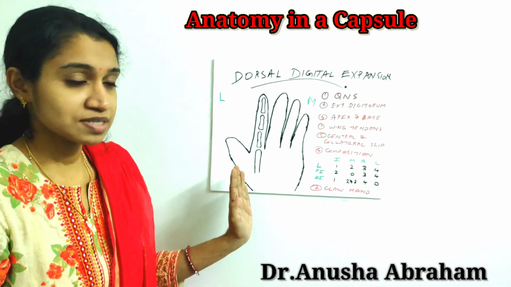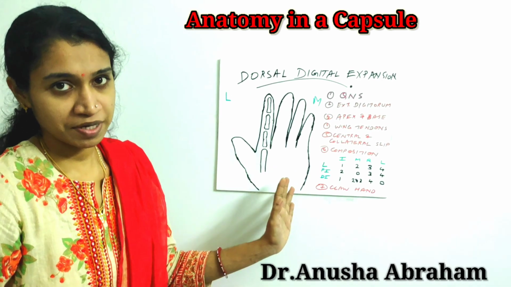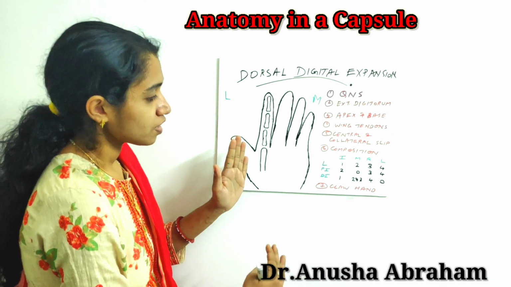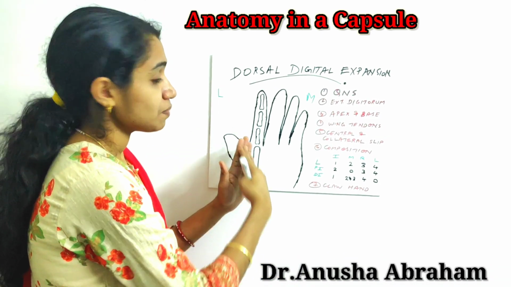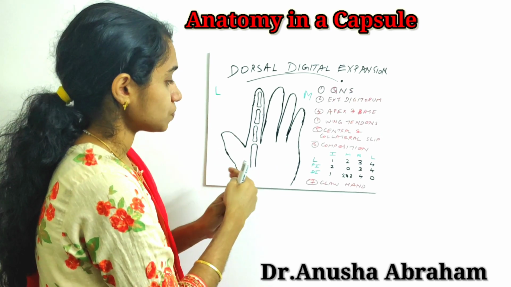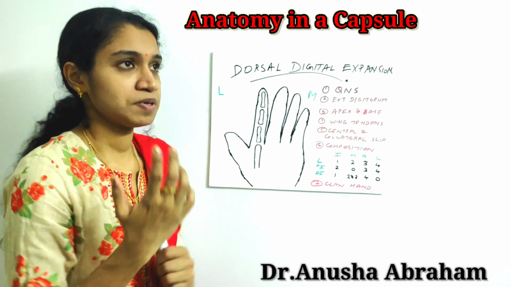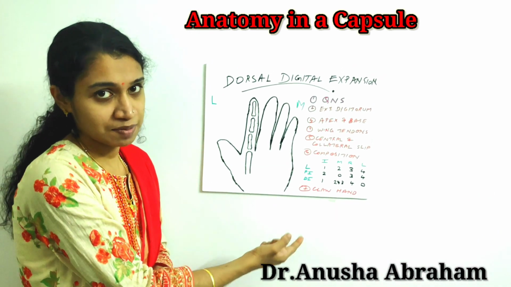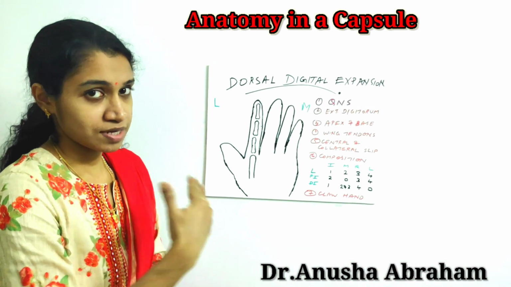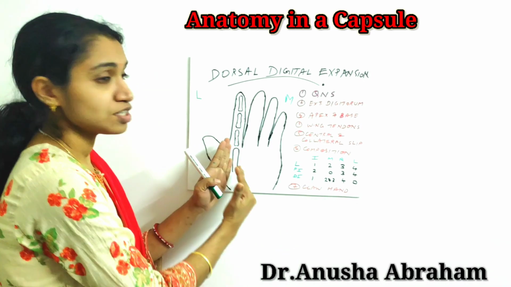These are extensor indicis and extensor digiti minimi. Both these tendons are joining the extensor digitorum tendon at the medial aspect. So just keep in mind that extensor indicis and extensor digiti minimi, both these tendons are joining the extensor digitorum tendon.